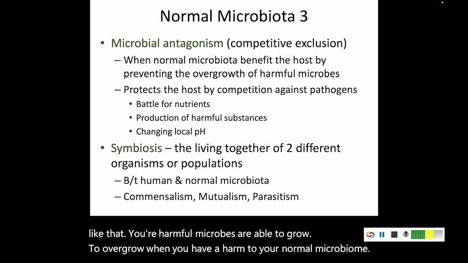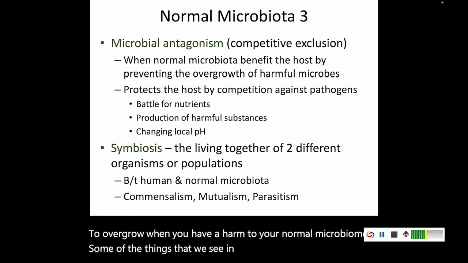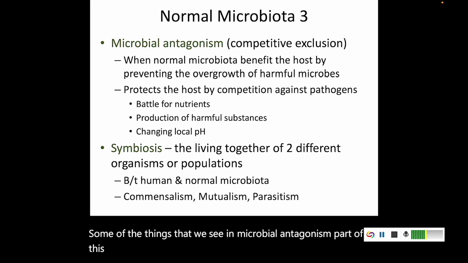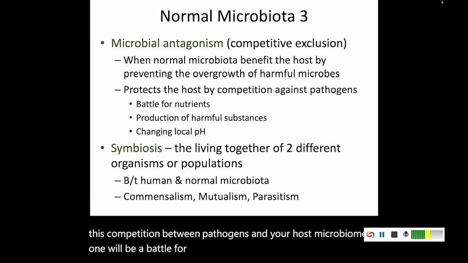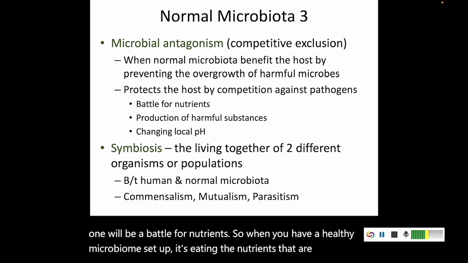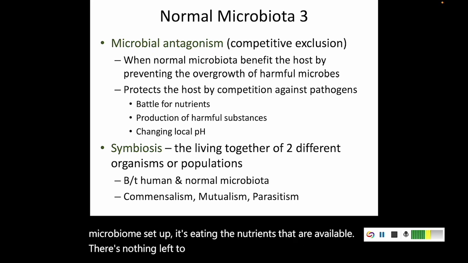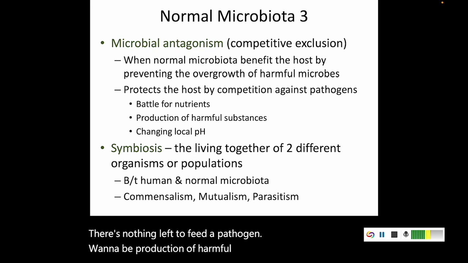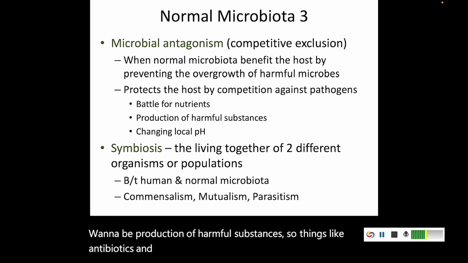Some of the things that we see in microbial antagonism, part of this competition between pathogens and your host microbiome, one would be a battle for nutrients. So when you have a healthy microbiome set up, it's eating the nutrients that are available. There's nothing left to feed a pathogen. One would be production of harmful substances. So things like antibiotics and other things that can be created by the microbes on your body. And one would be changing local pH.